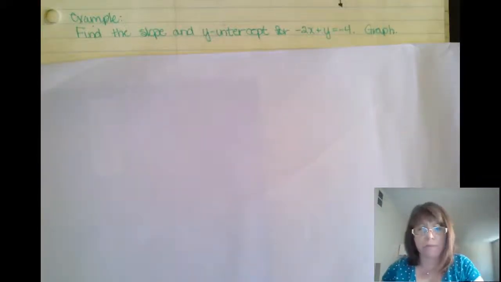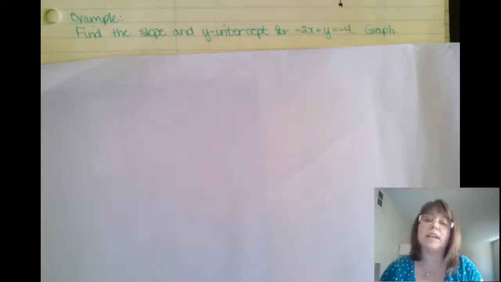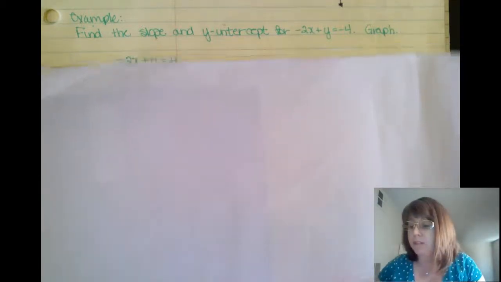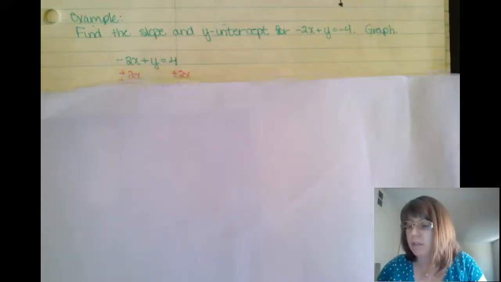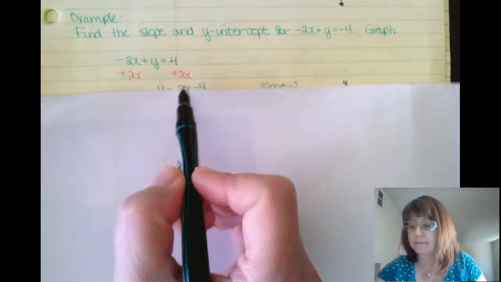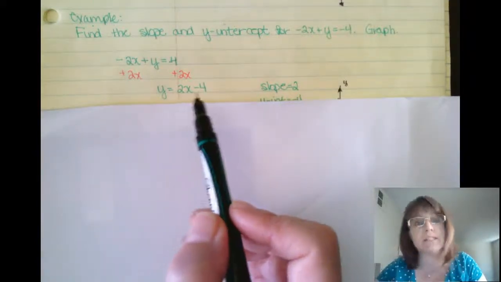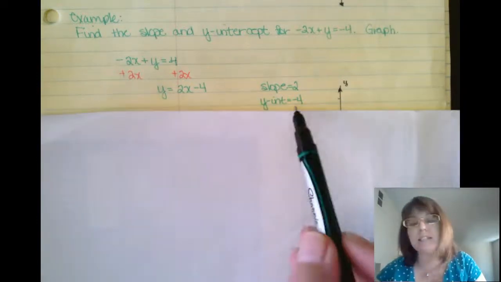Let's try another example. Find the slope and the y-intercept for -2x plus y equals -4, and then we want a graph. To find the slope and the y-intercept, I don't want to do a lot of math, so I want to get it into where it looks like y equals mx plus b. I'm going to start manipulating my original equation. First I'm going to add 2x to both sides. Y equals 2x minus 4. Well, that is in the y equals mx plus b format. So I know my slope is 2, and my y-intercept is -4.